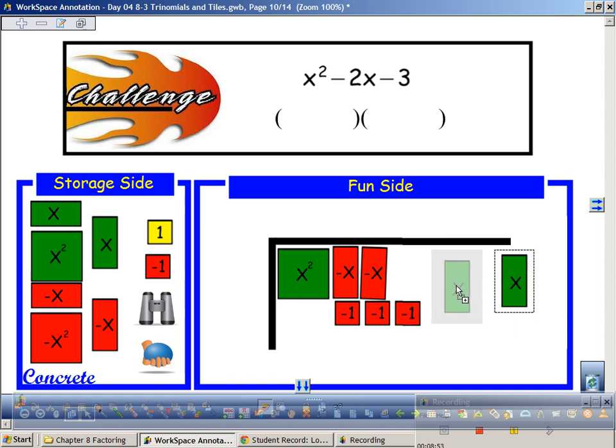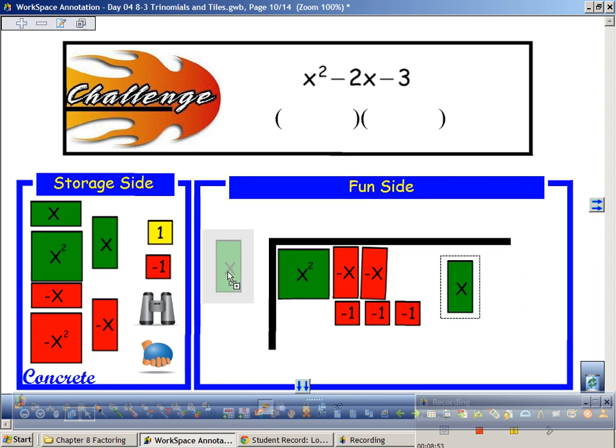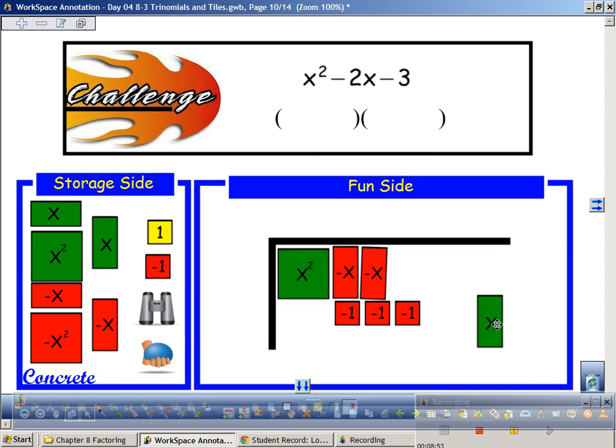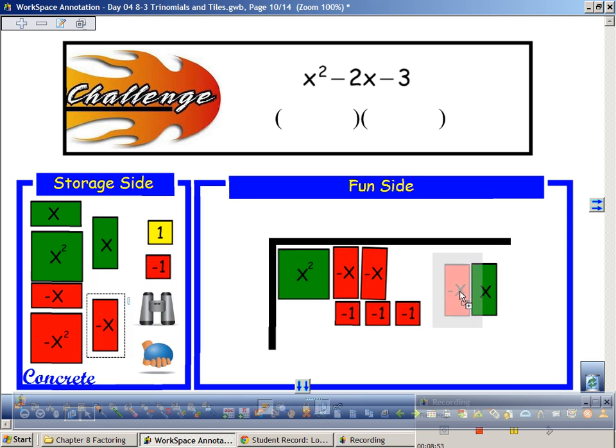I'm not going to press pause. I want you guys to figure this out. You guys are on the right track. I can add an x, but I can't just add an x. Wait, what? Can I add that? But watch.